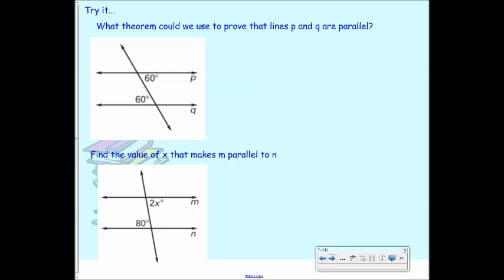Okay, so let's try to use this. What theorem could we use to prove that lines P and Q are parallel? So I want to prove that lines P and Q are parallel here. Can I do it? Yes? Using what theorem? Close. Converse of alternate interior.